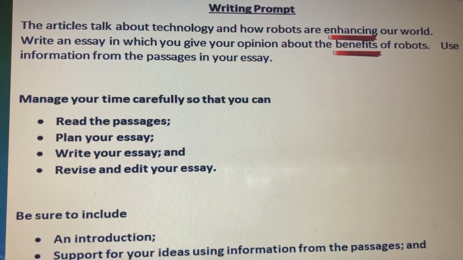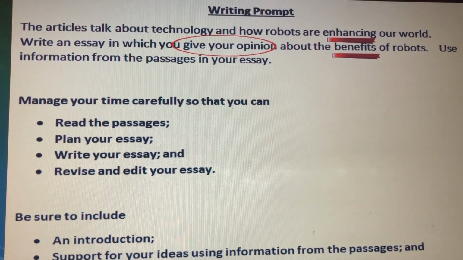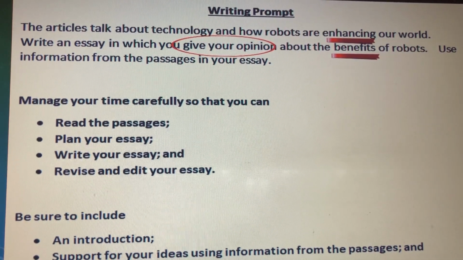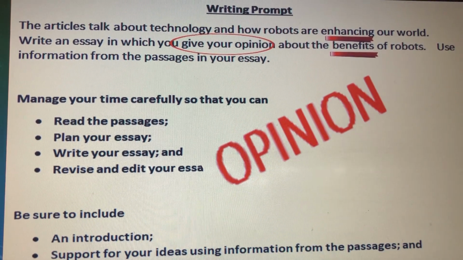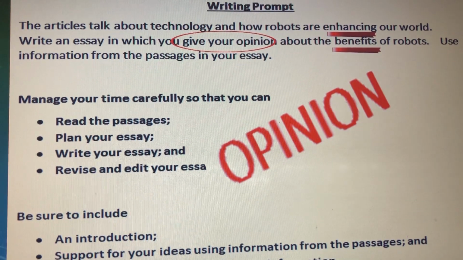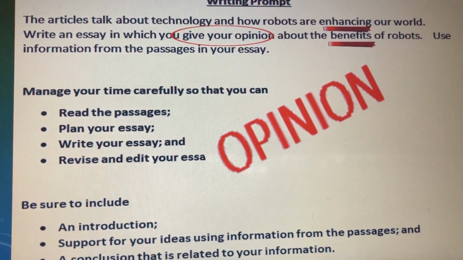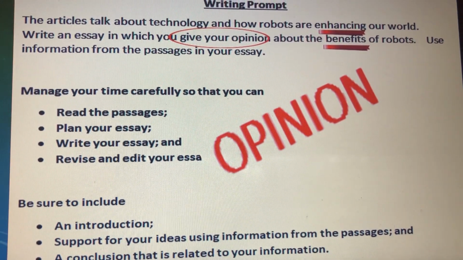So now that we got those two words out of the way, our keywords here, which say to write an essay in which you give your opinion, tell us that we are looking at another opinion writing prompt. So yay, we get to actually write another opinion paper. So let's move on and look at what our step number 2 is.